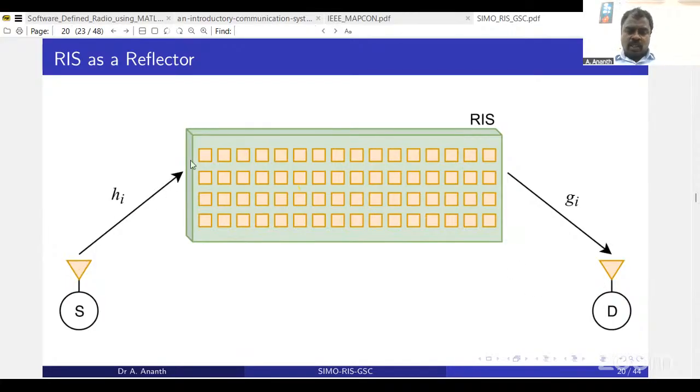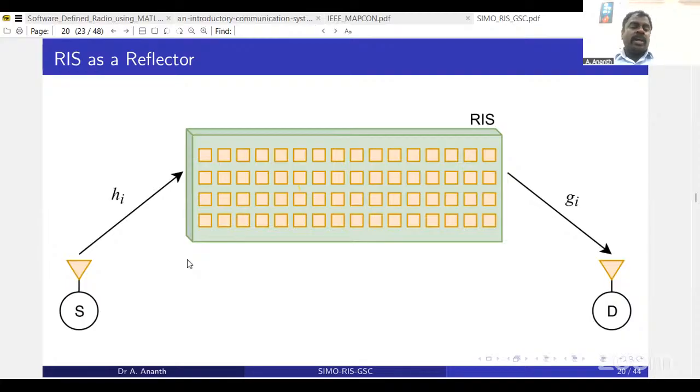One is H1, which exists between the source and the first RIS element. The second one is your G1, which exists between your first RIS element and your destination. So again, from the first RIS element, it is going to be H1 and G1. So we can model this in two ways. There are two types of system models that we can develop from this reflector.